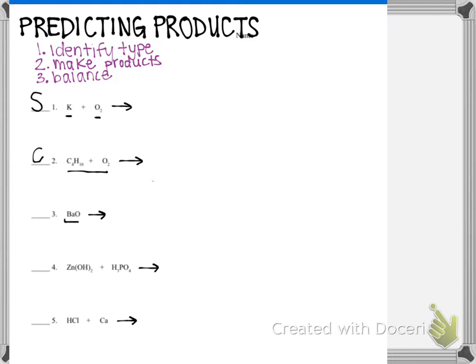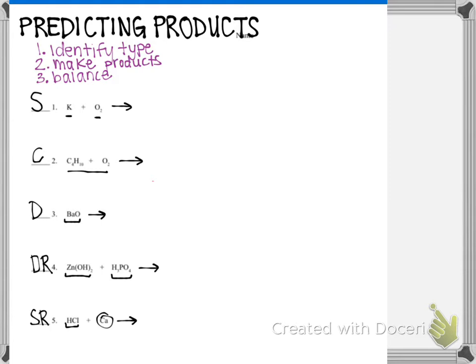Number 3, all you have is a compound, so the only thing you can do to that is separate it or break it down, which would be decomposition. Number 4, you've got a compound and a compound. And when you have two compounds, the type is double replacement. And then the last one, you have a compound and an element by itself. And when you have an element by itself and a compound, it's going to be single replacement.